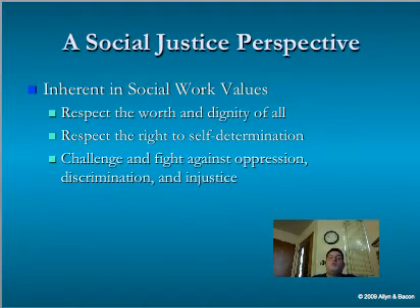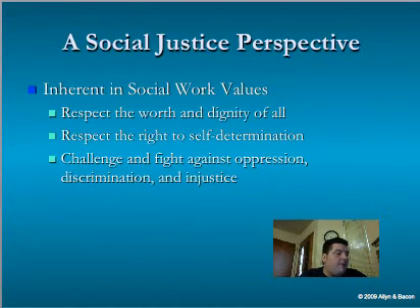Inherent to all social work values is the respect, worth, and dignity of all, no matter what environment you're in, being able to respect the place that those you're working with have come from and their need to have someone like you to advocate for them, as we talked about in lecture number 1. Respect the right of self-determination, as far as if someone doesn't want the help that you have, the access that you are in the community giving them.